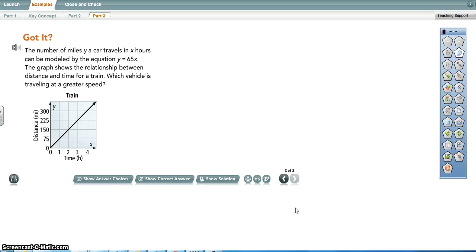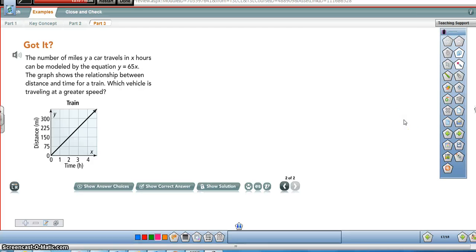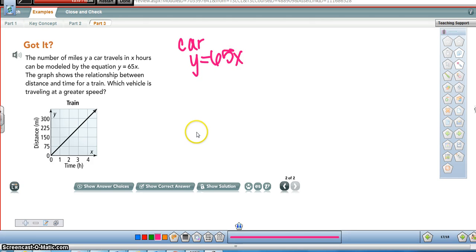Okay, go ahead and pause the video and try this one out on your own. It's just like the last question we did together. All right, so a car travels y miles in x hours with the equation y equals 65x. So the unit rate for the car is 65 miles in 1 hour. Remember that y is always over x, so we're talking about the miles over the hours.